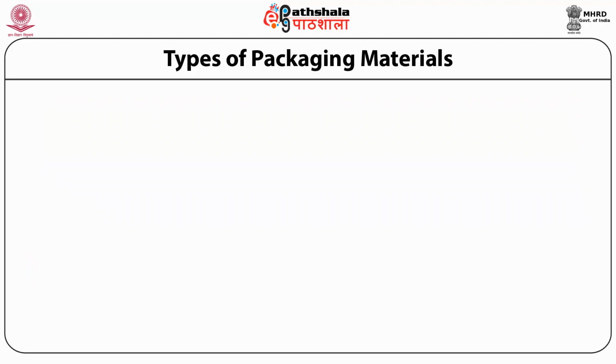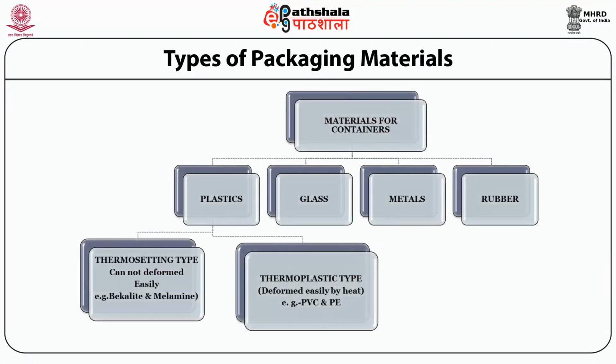Types of packaging material. This slide is showing the various materials used for packaging. There are four materials which we commonly use for packaging. The first one is plastic, second is glass, third is metal, and fourth is rubber. And for tertiary packaging material, we usually prefer wooden material and paper.